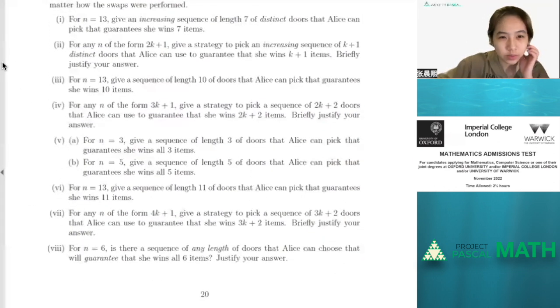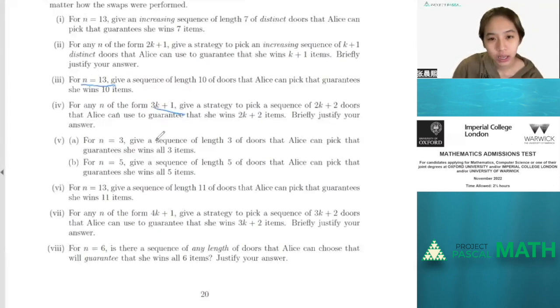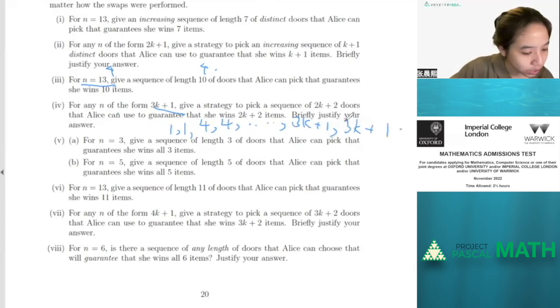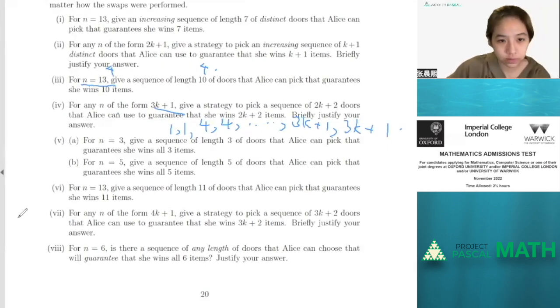And okay, so similarly, they just do the same thing. They ask you for a small case, and now they want you for the big case. And like previously, there's k equals 4, and it's k equals 4 again. So it's 1, 1, 4, 4, and then all the way until 3k plus 1 and 3k plus 1 as well. And they want you to justify your answer.